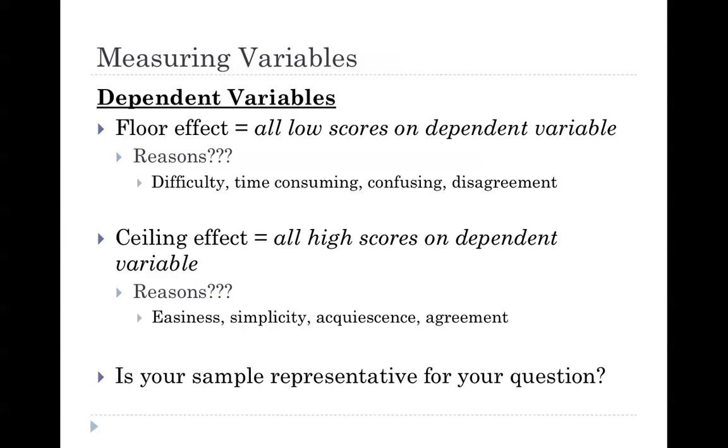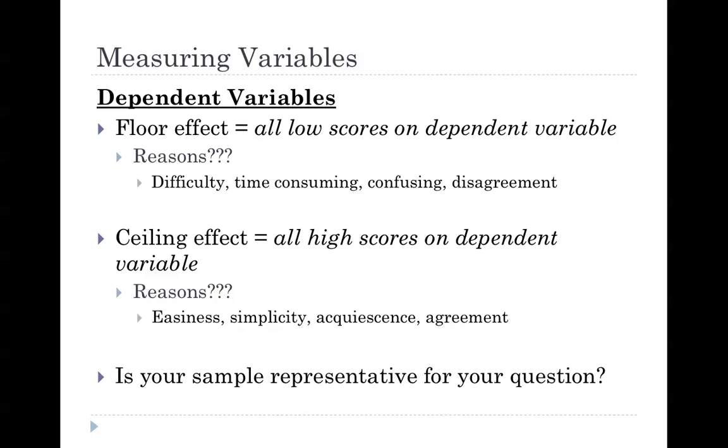With the floor effect, all scores on a dependent variable are very low. There can be different reasons for this. Let's say it was a task you gave participants and it was too difficult for them to complete, or it took too much time. Or it could be that there was a confusing wording, or a disagreement among the definition, and participants all scored very low on this construct. So for a floor effect, all scores are very low on the dependent variable.